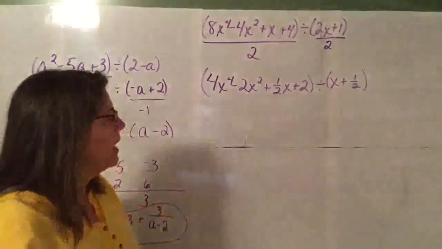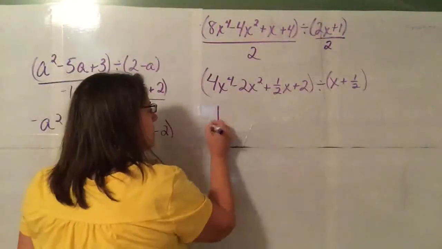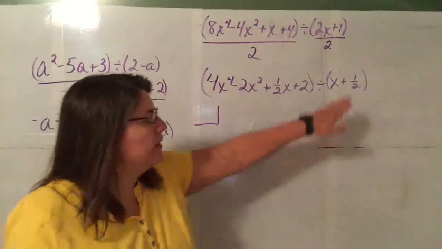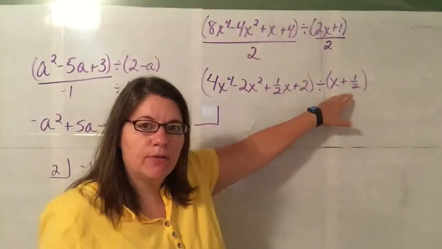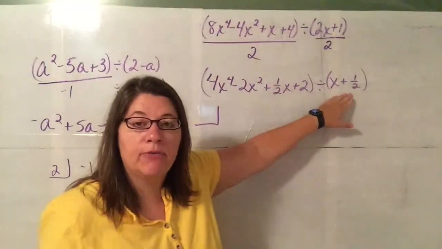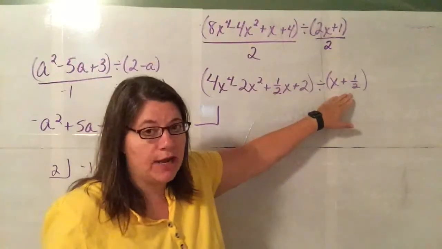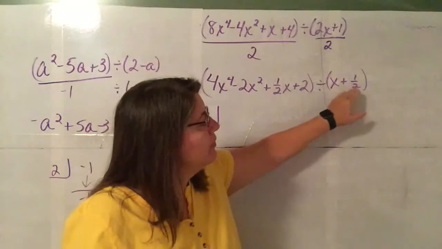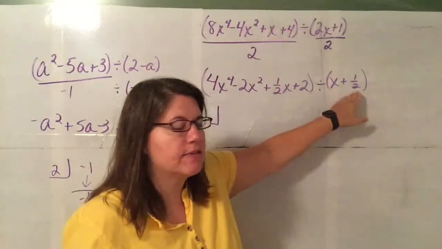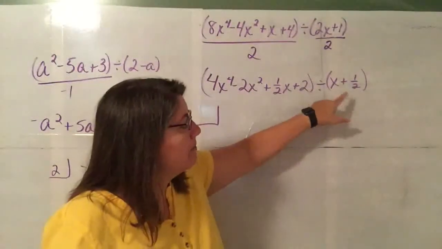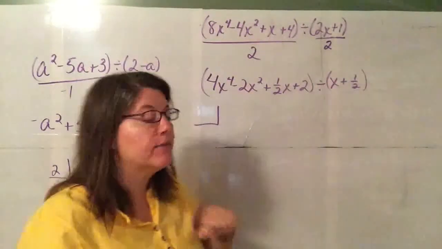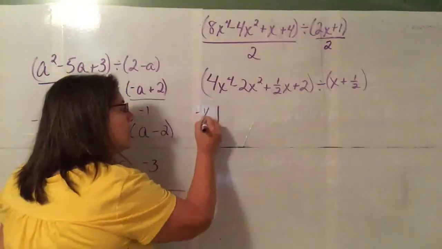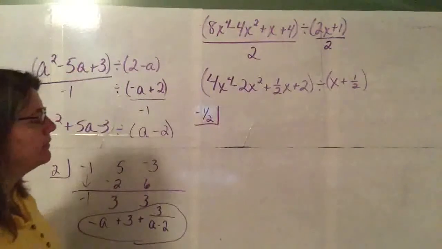So when I set this one up in my little box, think about this. This is x plus 1/2, and it's okay for r to be a fraction. There's nothing wrong with that. A fraction is a number, okay? So x minus r is the form it has to be in. So wouldn't this be x minus negative 1/2? So my r value is negative 1/2.